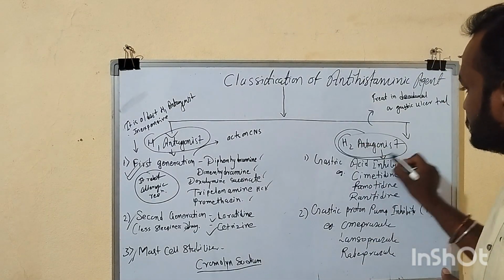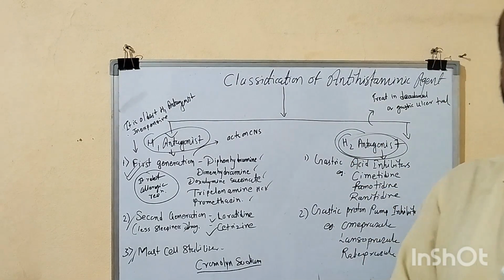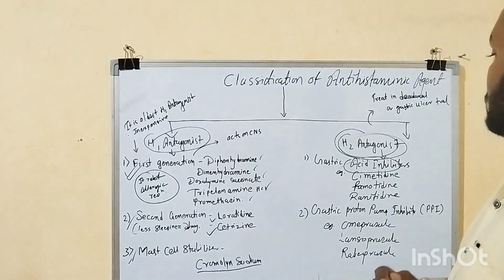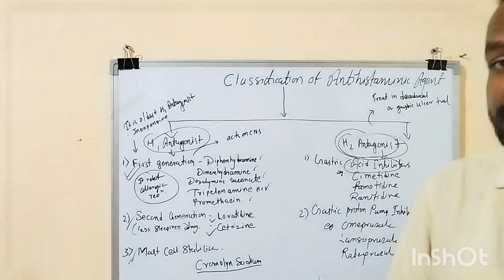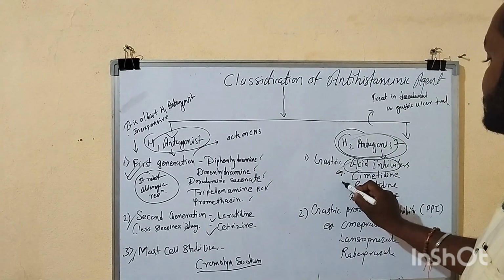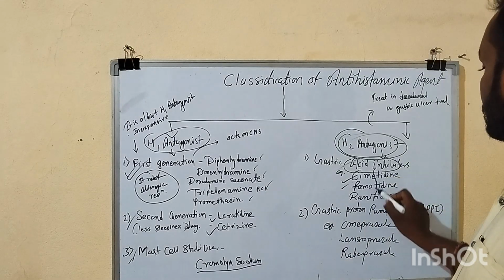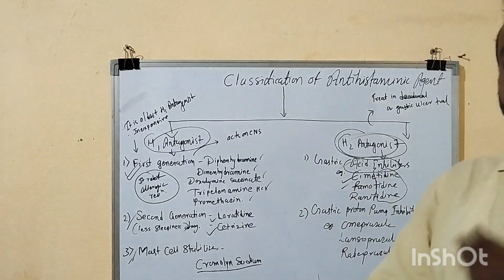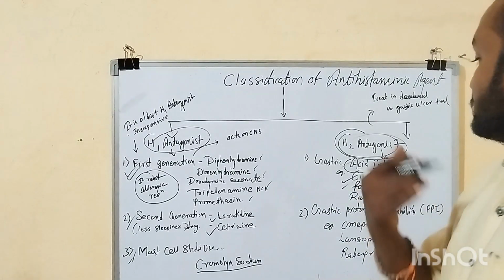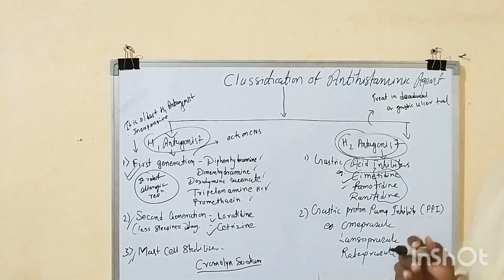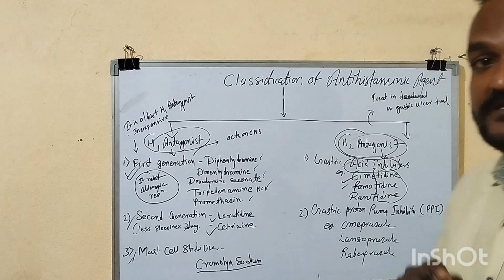In the H2 antagonists, there are two subcategories. First, gastric acid inhibitors. What are the acid inhibitors? The examples are cimetidine, famotidine, ranitidine. For understanding purposes, notice the ending "tidine": ranitidine, cimetidine, famotidine, etc. So this is the category of gastric acid inhibitors.